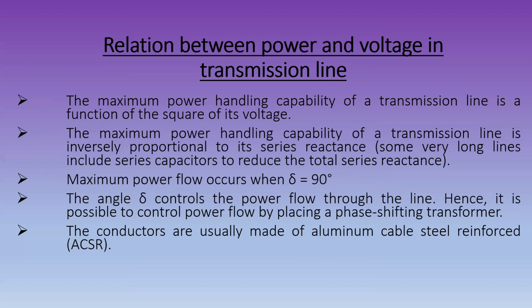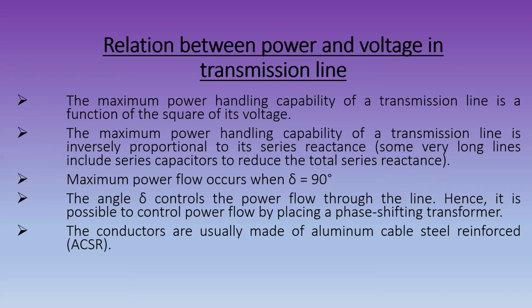So what is the formula? P max is equal to V square by X into sine of angle. So what is this V square? Square of its voltage. When the voltage is increased, the maximum power is transferred. And what is X? X is the reactance. When the reactance is increased, power is getting reduced. Reactance and power are inversely proportional.